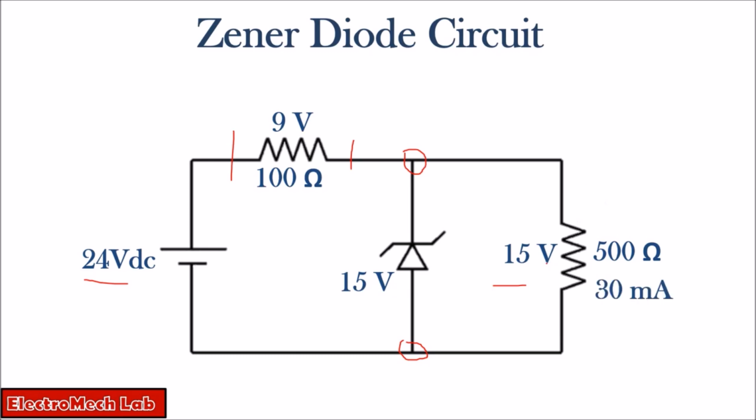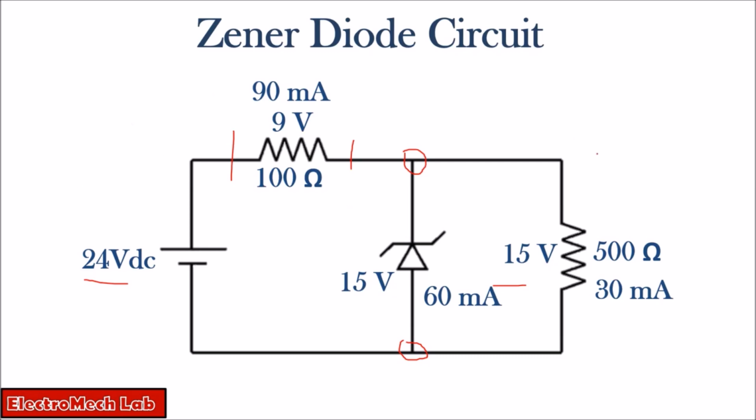The current through the load will be 30 milliampere, and the current through this resistor will be 90 milliamps, as Ohm's law says. So the total current is 90 milliamps and 30 milliamps will be flowing through our load. The remaining current will be flowing through this Zener diode. What will be that amount? That will be 60 milliamps.